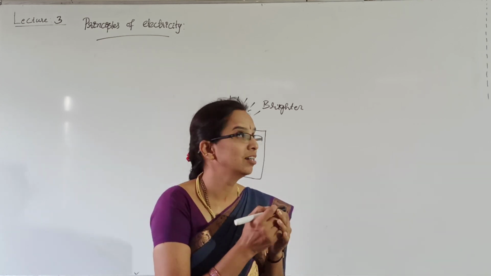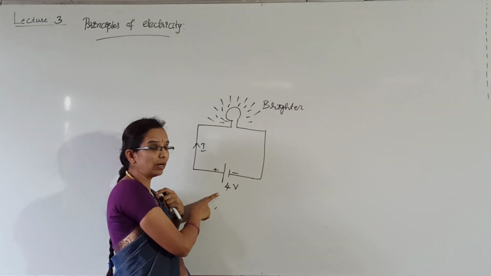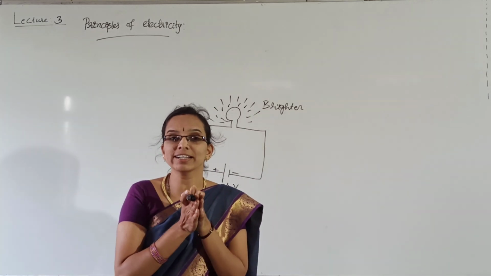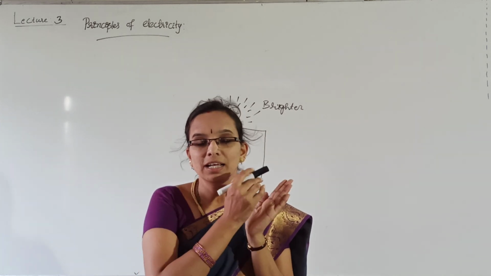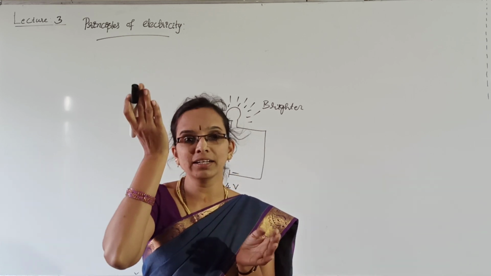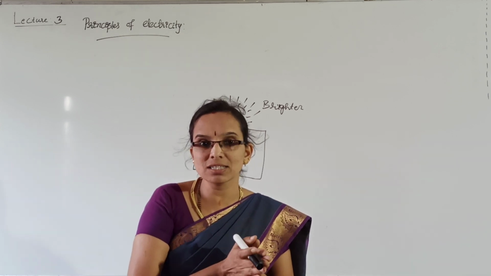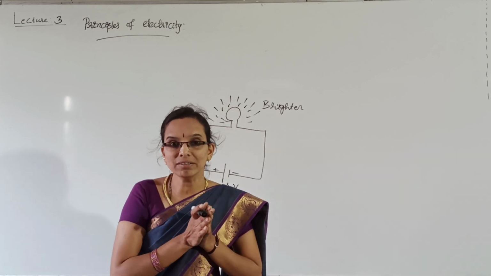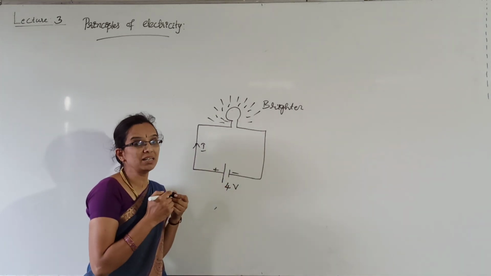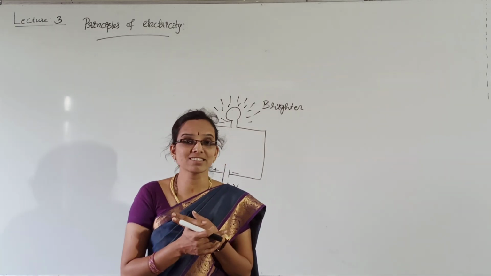Once the potential difference across the ends of the bulb increased, what happened? Bulb is going brighter. That means more current is flowing, right? What happened in the case of water flow analogy? When we increase the height even more, the water flow is faster. In the same way, if you increase the potential difference, the charges will flow even faster. Therefore, the bulb is going brighter. That means current is more. If the potential difference is increased, the current is also increasing.